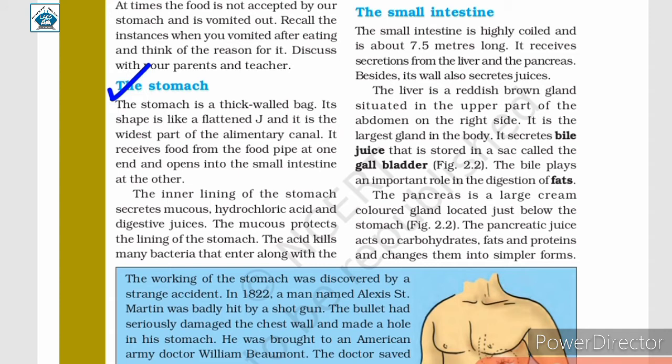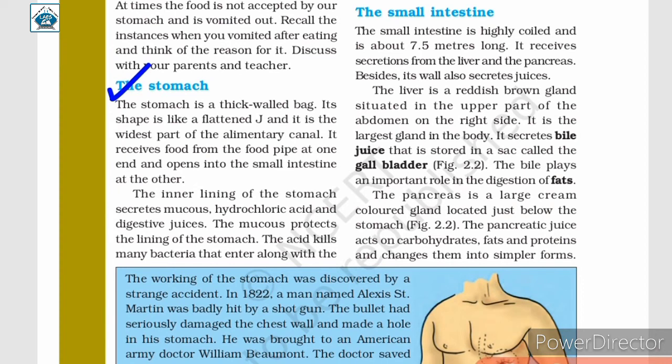The stomach. The stomach is a thick-walled bag. Its shape is like a flattened J, and it is the widest part of the alimentary canal. It receives food from the food pipe at one end and opens into the small intestine at the other.